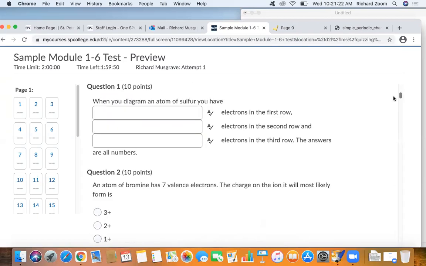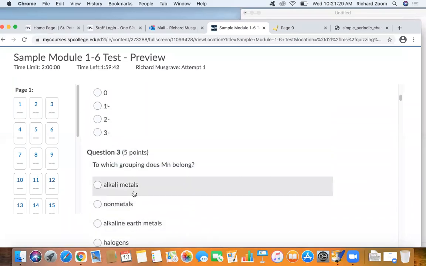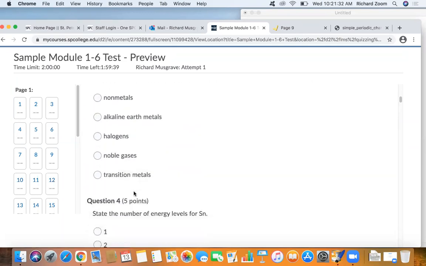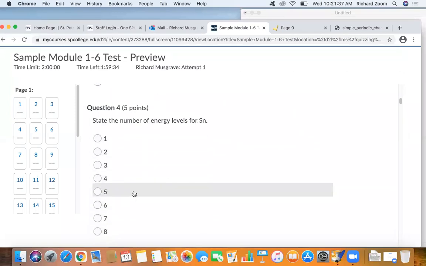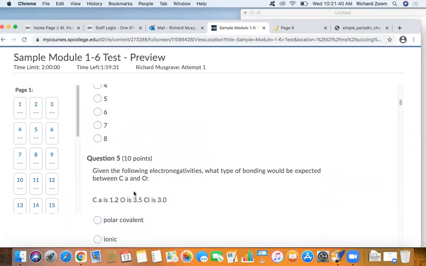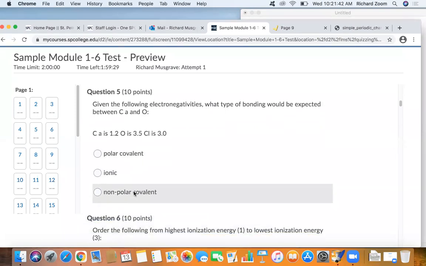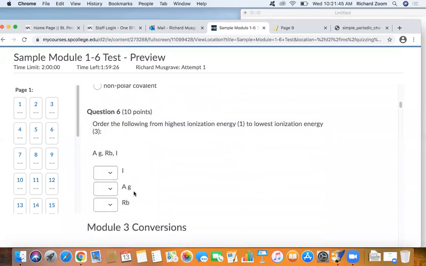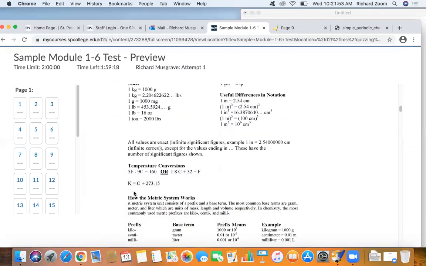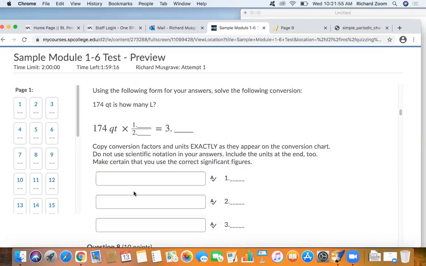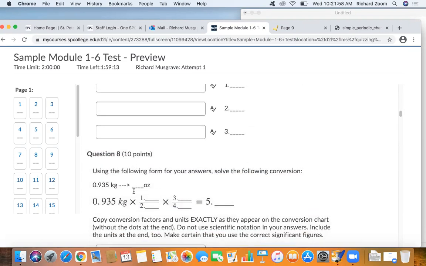And just like I said, you've got a diagramming electrons question. Then you've got an ion question. And questions 3 and 4 were those mixtures. Here we've got groupings, and then we've also got energy levels as well. Question 5 was the bonding question. And question 6 here is an ordering question, in this case about ionization energy. For the module 3 questions, the ones we've just been looking at, you can see they're very similar to what you're doing in the homework.